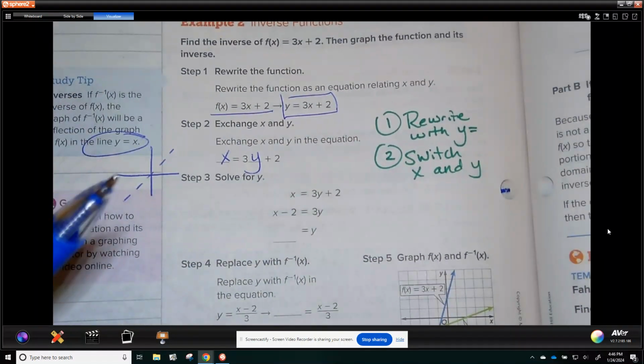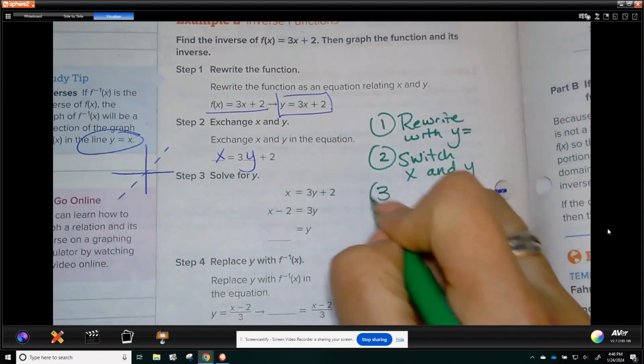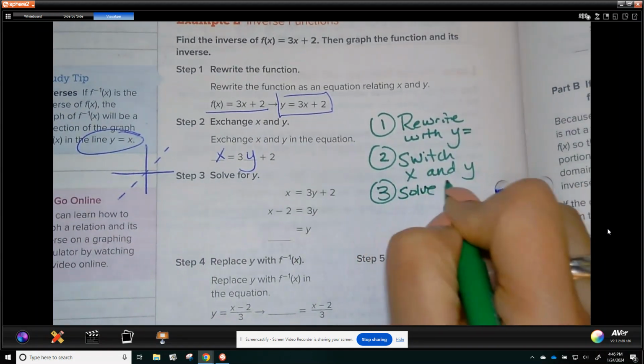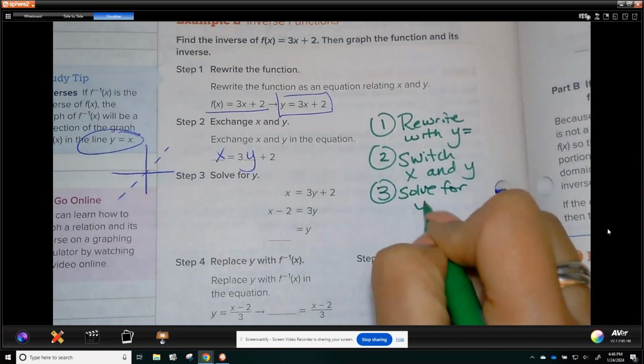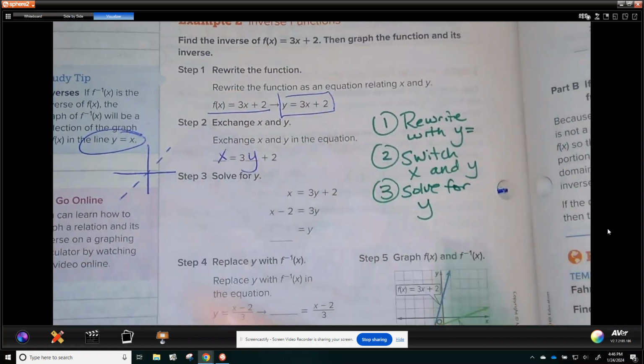Step three, solve for y. This is the same thing they said. They said exchange, but these are the same three steps. You learn these three steps, you memorize these three steps, you could find the inverse.